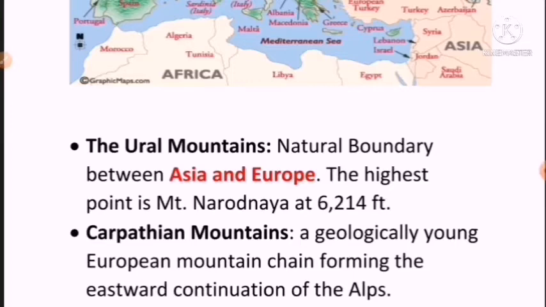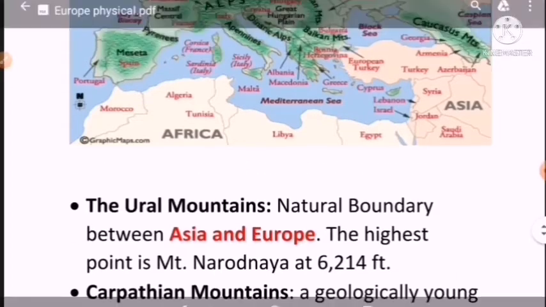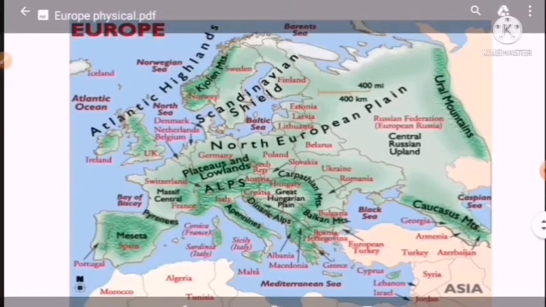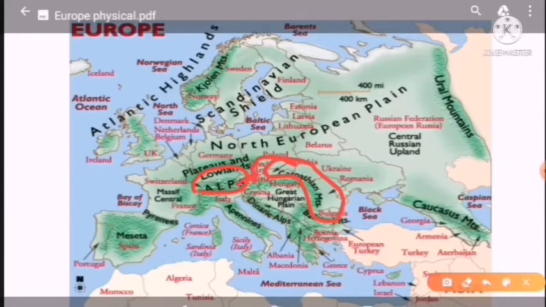Okay, the next important mountain is the Carpathian Mountains. Now these Carpathian Mountains are geologically young European mountain chains forming the eastward continuation of the Alps. You can see in this map, this is the Alps and these are the Carpathian Mountains. These Carpathian Mountains are the continuation of the Alps, that is, the eastward continuation of the Alps, right?